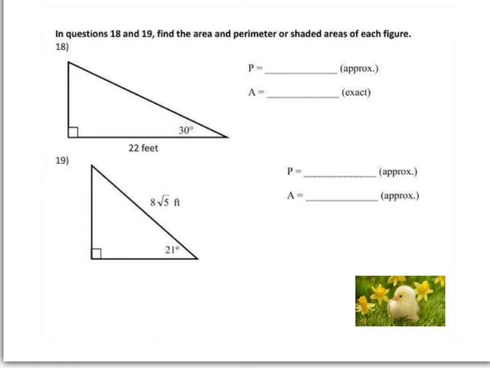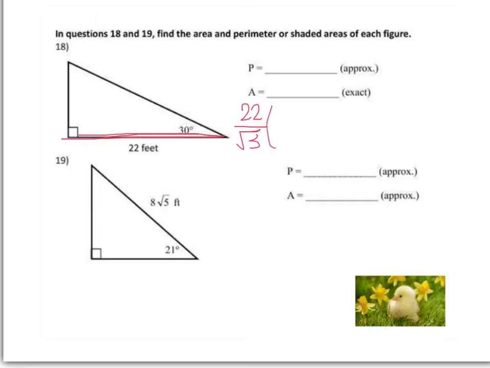So 18 and 19, we actually went over in every class period on Friday because it's just finding perimeter and area. So it's taking your trig and your special right triangles and using that to find perimeter and area. Okay, so for number 18, you are given the long leg of a special right triangle. So you're going to have to divide the 22 by root 3 in order to get the short side.